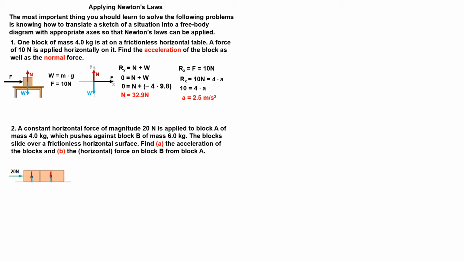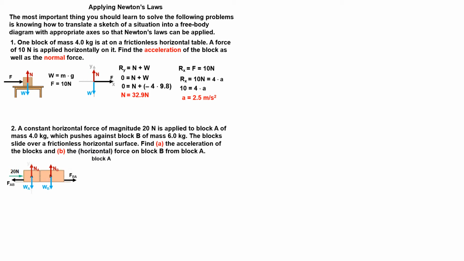The weights of the two blocks act at a right angle to the horizontal and push the surface down. The surface reacts and pushes the blocks up. Some object applies the F force to block A. Block A pushes block B to the right, and block B responds and pushes block A to the left. FAB, the force on block A due to block B, and FBA, the force on block B due to block A, form an action-reaction pair.